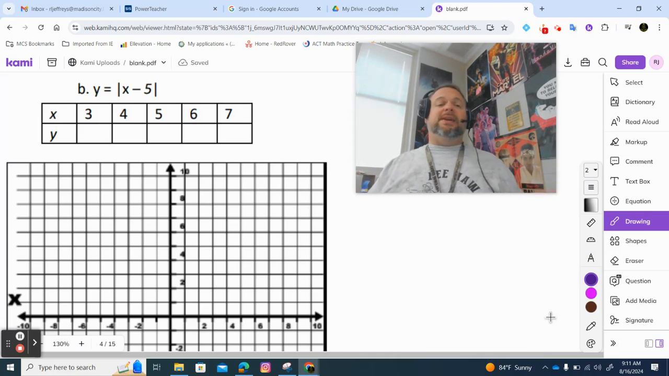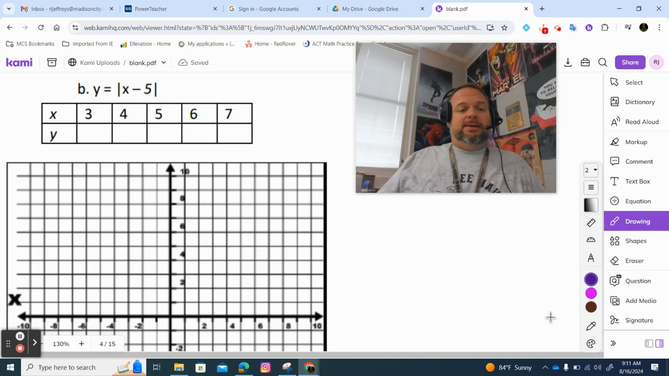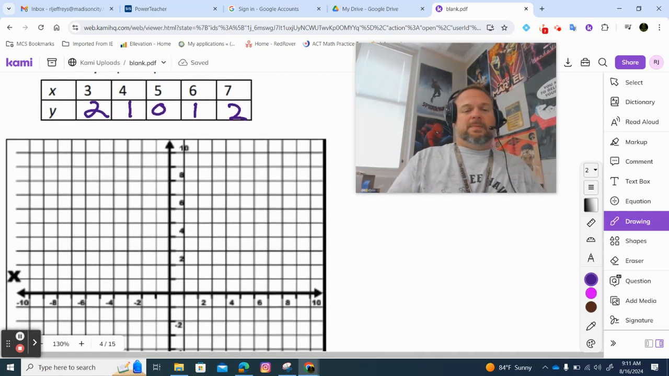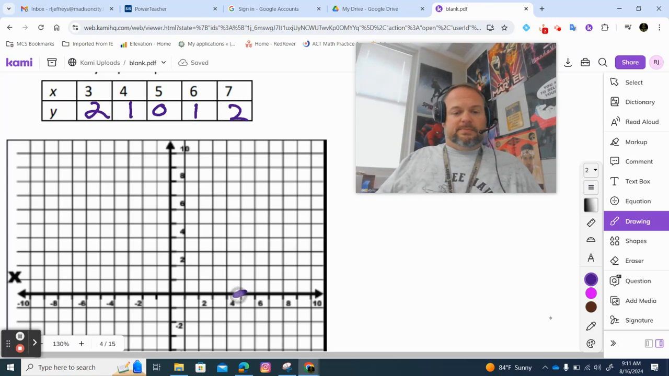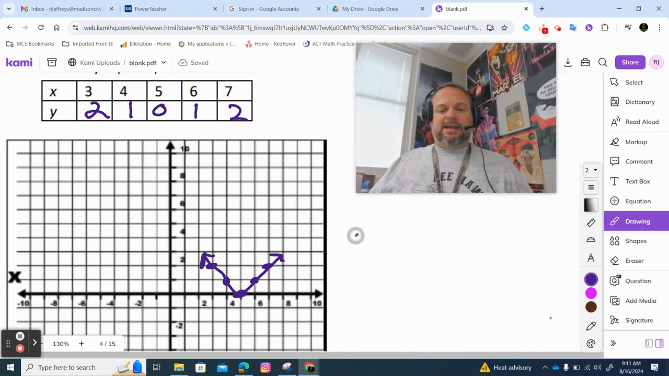So we're plugging this stuff in. We do this part first, and then we take the absolute value. Absolute value makes everything positive. Okay. Okay. So this is what it looks like, and this is an absolute value. Okay.